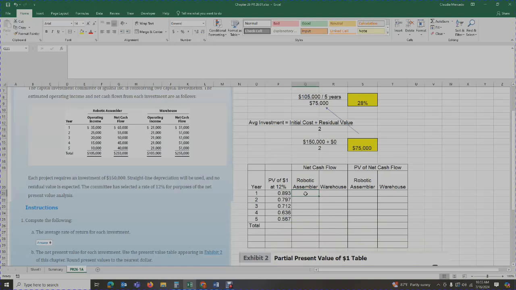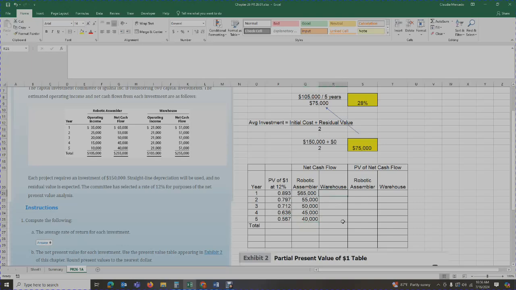For the robotic assembler, my net cash flow is going to be 65,000. My year 2 is going to be 55,000. Year 3, 50,000. Year 4, 45,000. And year 5, 40,000. So you see, my net cash flow is decreasing as the years pass by. I have the greatest amount of cash flow the first couple of years, and then that dwindles down.